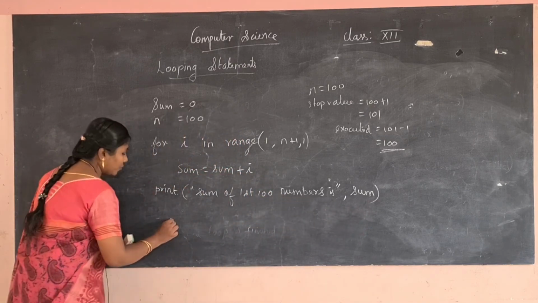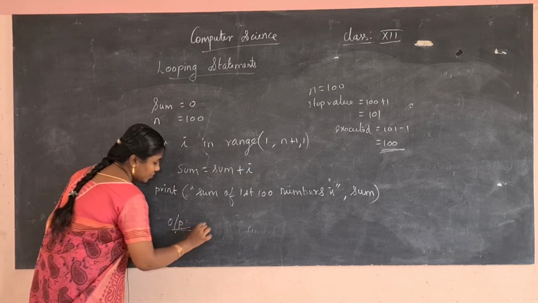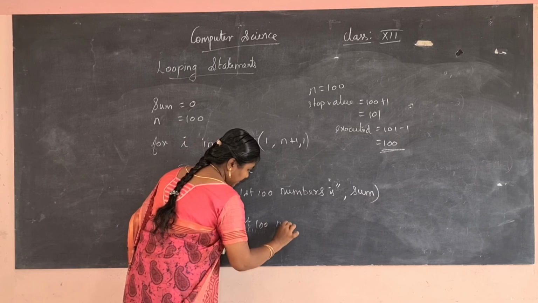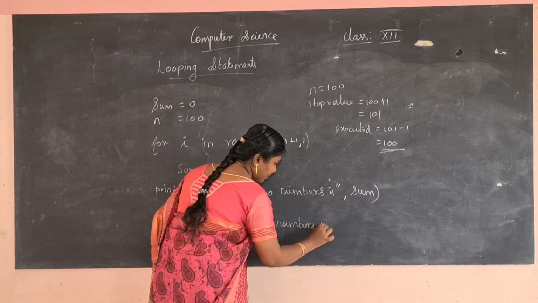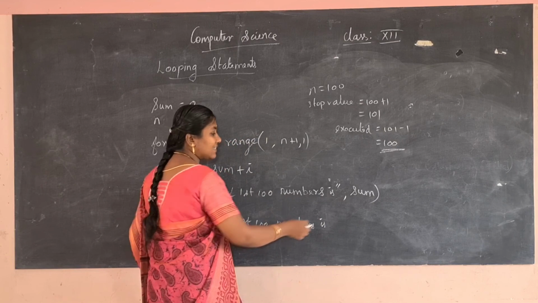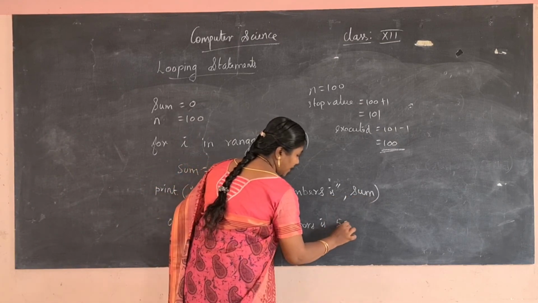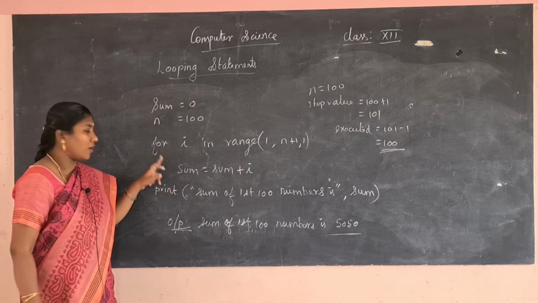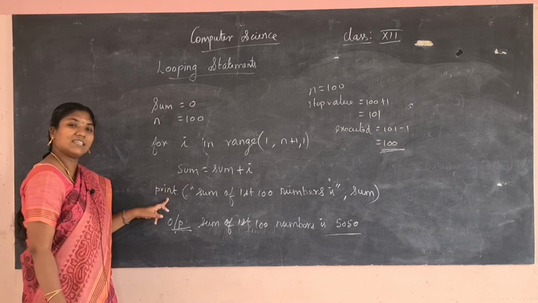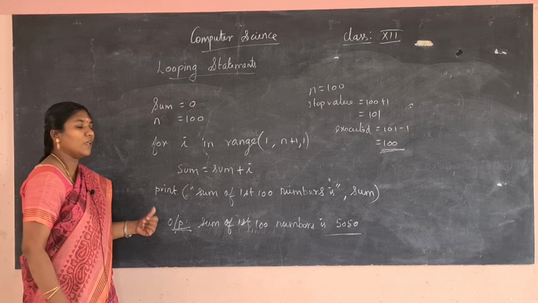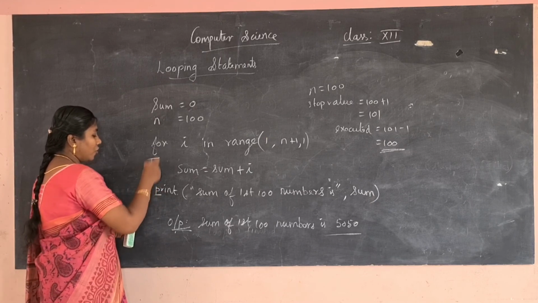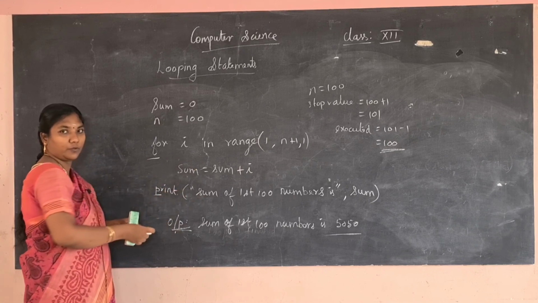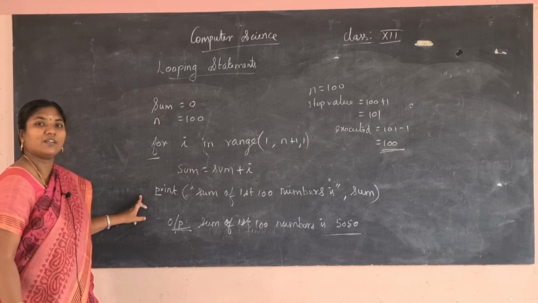So what will be the output of this? Sum of first 100 numbers is, up to this, as I have given in double quotes, it will be printed as such, and then the value of sum will be printed here. So clear? Within the for loop only one statement, sum, is there, and the print statement is out of the for loop. That's why the for loop and print are at the same indentation, and the sum statement is a tab space inside the for loop. In Python, indentation is very important, so be careful about it.